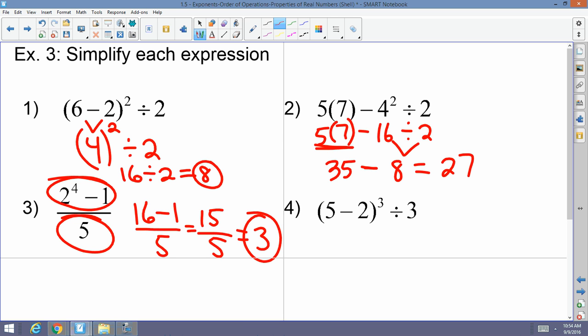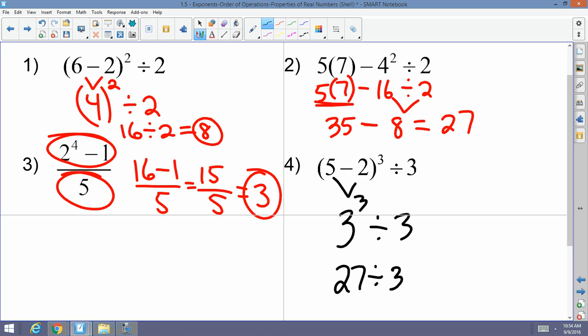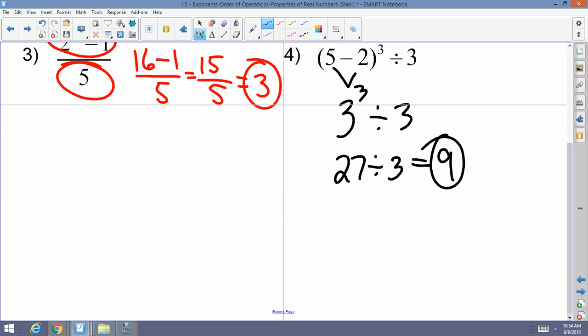And I got 5 minus 2 cubed divided by 3. Do I have any operations within the parentheses? Good. So what's that? 3 cubed divided by 3. 3 cubed is 27. Nice. And then 27 divided by 3 is 9. Nice. Good job, guys. Well done. They're going to get crazier, of course, but you just follow the order of operations, my brothers. Does that make sense, gentlemen?